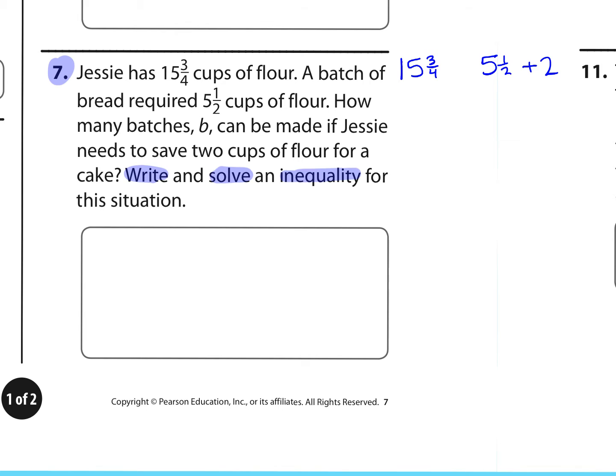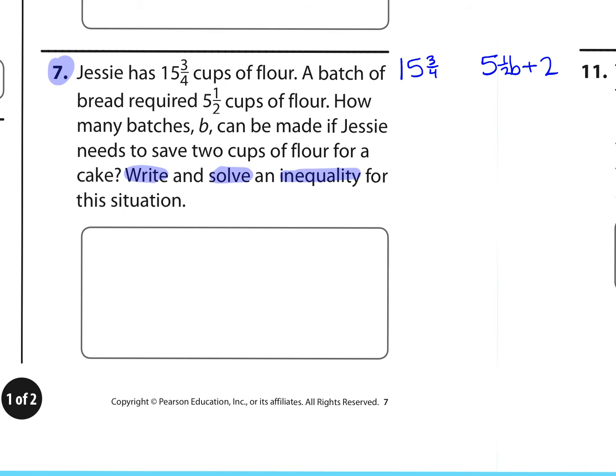We're looking at B number of batches, so we're going to take 5.5 and multiply by B, because if there's 5.5 cups of flour for one batch, then 5.5 times 2 would be the amount of flour for 2 batches, or 5.5 times 3 would be the amount of flour for 3 batches, and so on. So B can represent the number of batches.